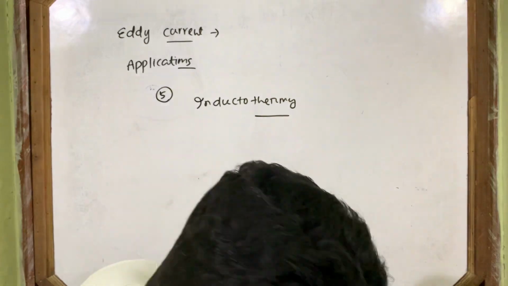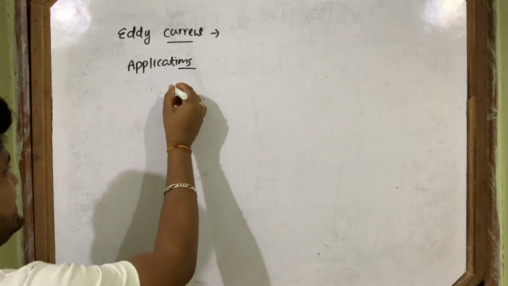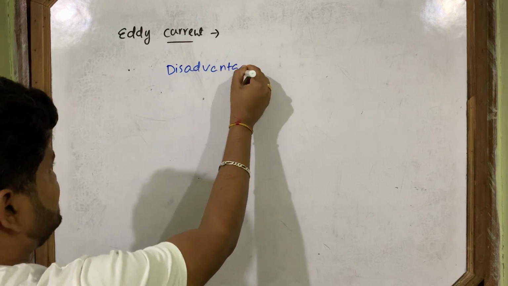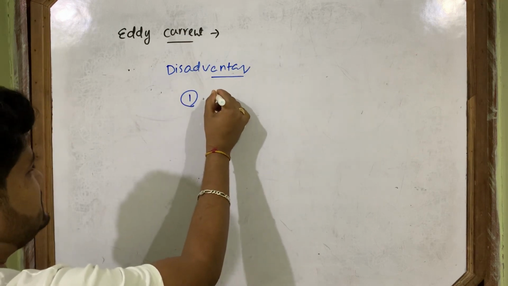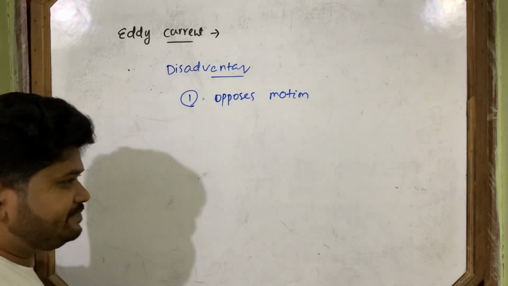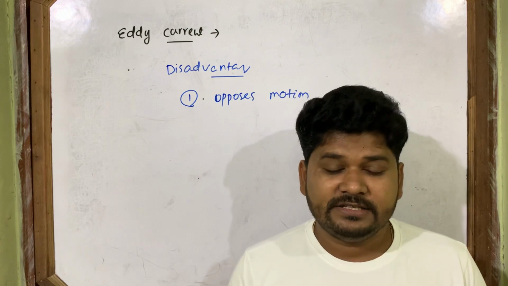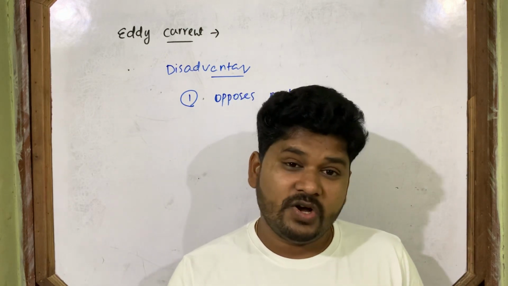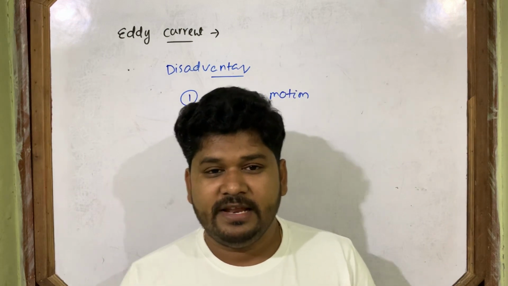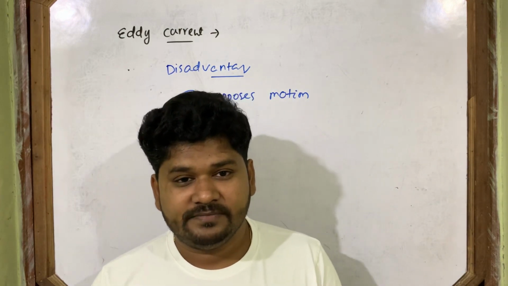This is one disadvantage of eddy current. It opposes motion. So, disadvantages, these are the applications. Then disadvantages. One disadvantage is that it opposes motion. This eddy current opposes motion, even where it is not necessary but comes into action. Suppose somewhere some conductor is rotating in a magnetic field and the rotation is required, but eddy current will not allow that conductor to rotate.